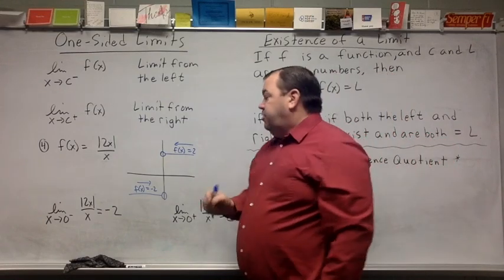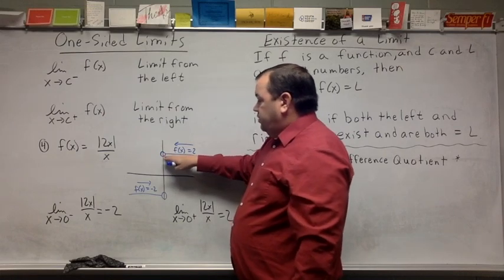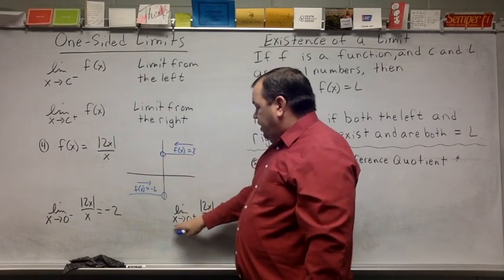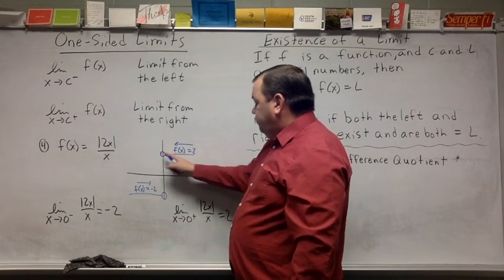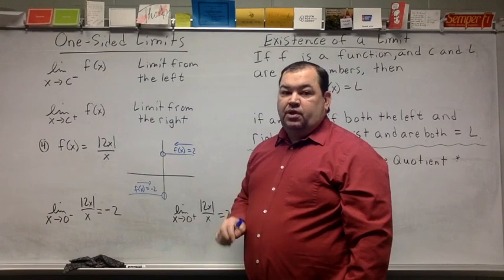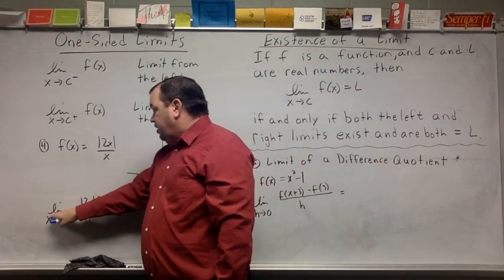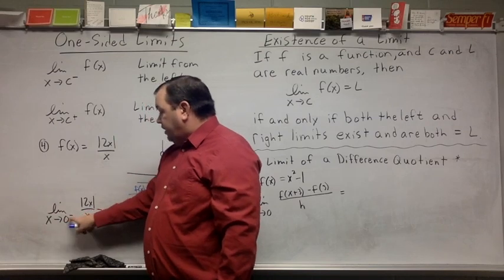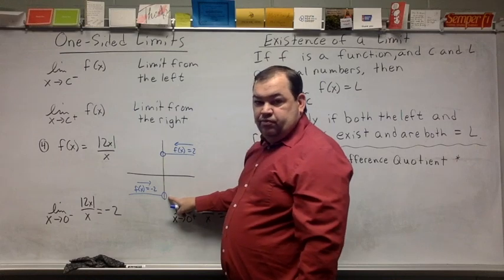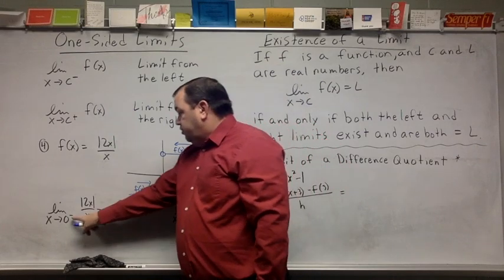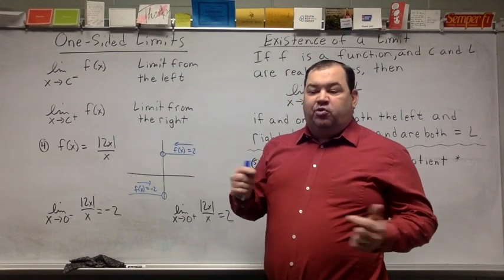But if we look at it in pieces, it's approaching positive 2 from the right. So if I look at the limit as x approaches 0 from the right side, it has an answer of 2. And if I look at the same function, but look at the limit as x approaches 0 from the left-hand side, it's approaching negative 2. So these are considered one-sided limits because they only work from the left or the right.